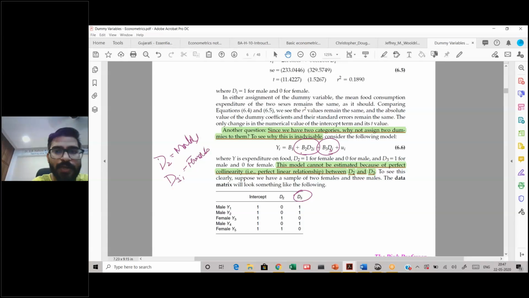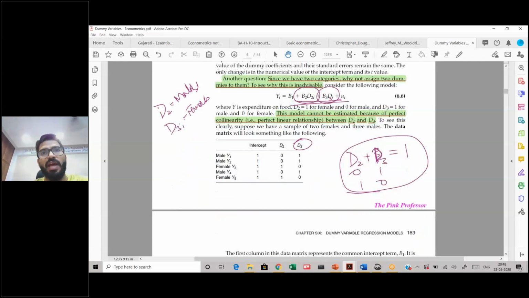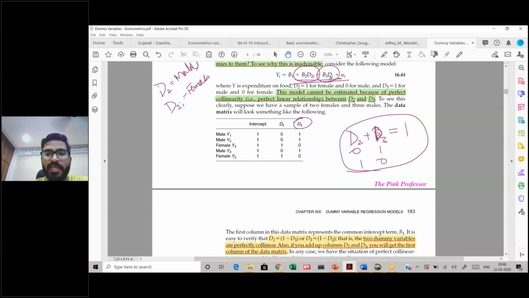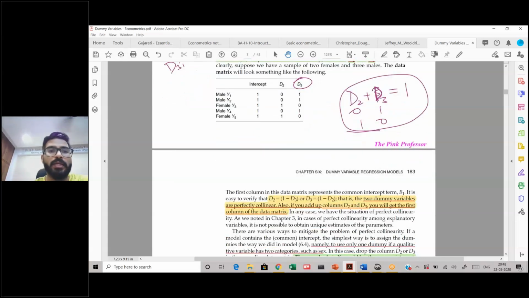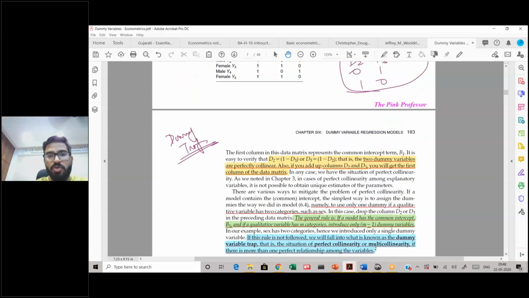Now the problem here is that either a person will be male or will be female. That essentially means that d2 plus d3 will always be equal to 1, because either this will be 0 or this will be 1, or this will be 1 or this will be 0. So if you have taken both the variables, you have a case of perfect multicollinearity. Remember our assumptions. We can have multicollinearity, but the problem arises when we have perfect multicollinearity. This is also called the dummy variable trap. So you can't have them.